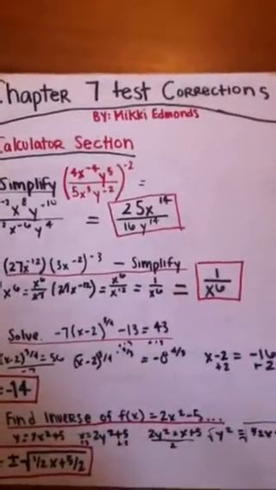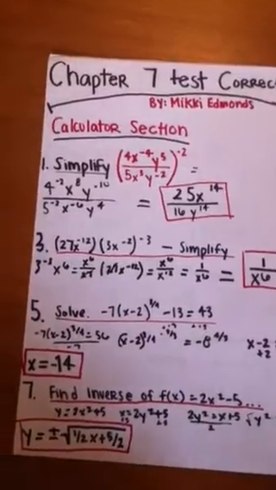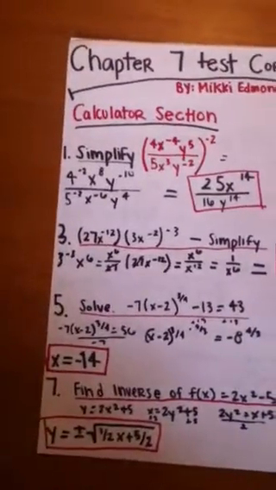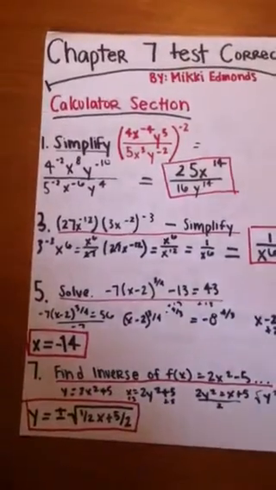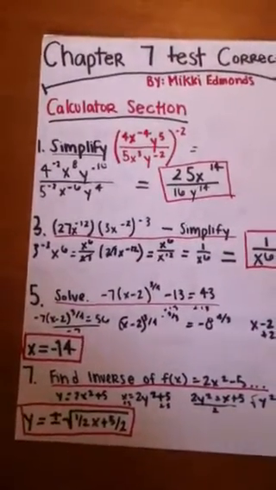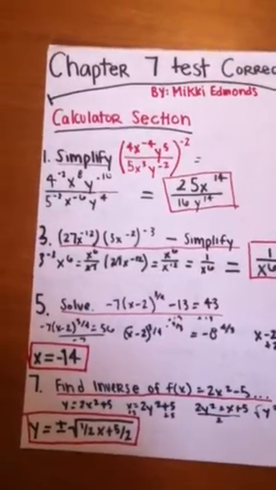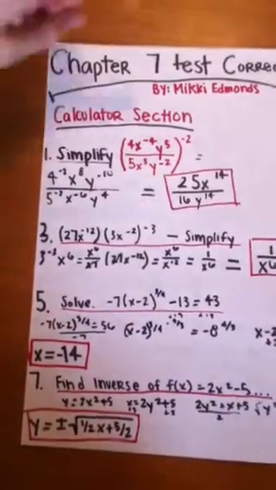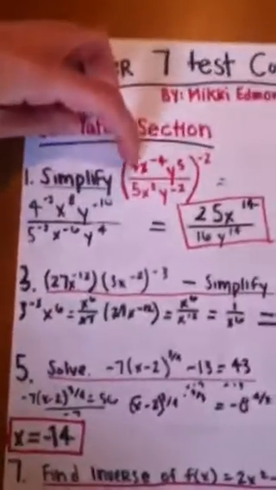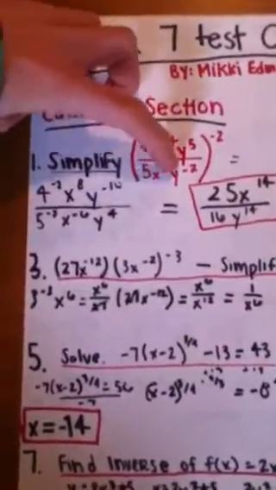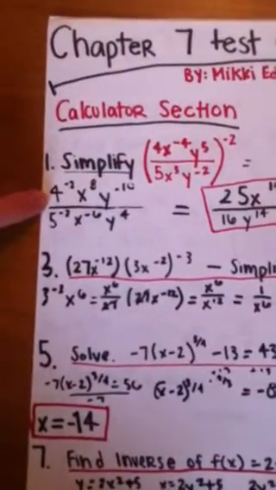These are my Chapter 7 test corrections. First of all is the calculator section, and the first problem I got wrong is number 1, and I just simplified the exponents wrong. First of all, you have to distribute the -2 exponent to every variable or term inside of the parentheses, so you end up with this.